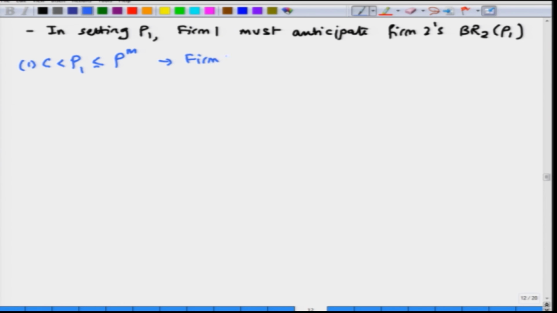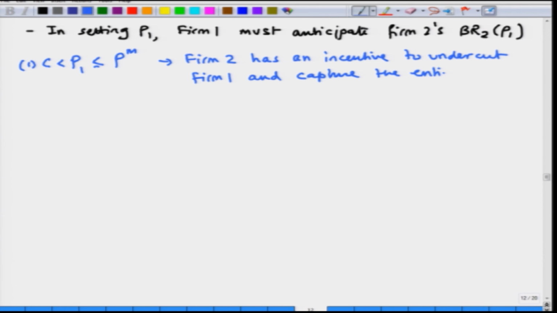Firm 2 has an incentive to undercut firm 1 and capture the entire market demand. So, whenever firm 1 sets a price between the marginal cost and, let us say, less than or equal to the monopoly price, firm 2 essentially undercuts firm 1 and steals the entire market. So, firm 1 is not going to get any demand and firm 1's profit is going to be 0.